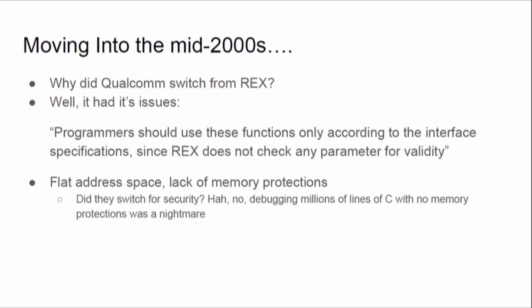If you dig through some of their ancient documentation, you can find Rex didn't even do any kind of parameter validation. They basically told you, whatever you pass to our API better be right, because we're not going to check it. It's great for when you're trying to find bugs. Sadly, they kind of moved away from this to something a little bit more secure.